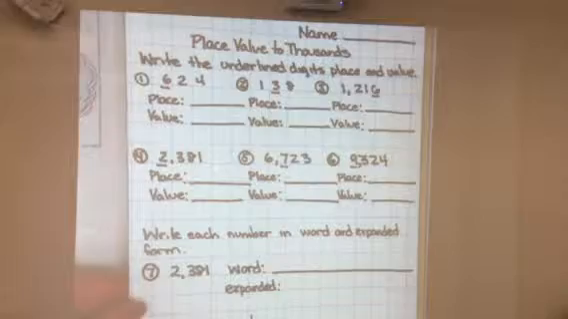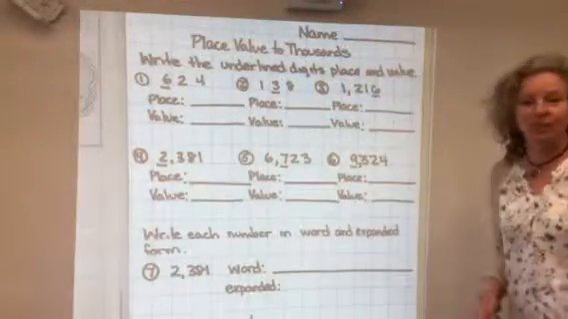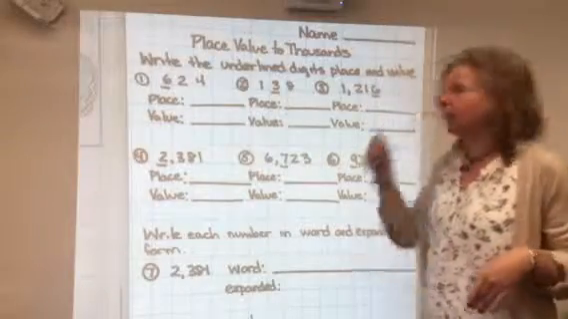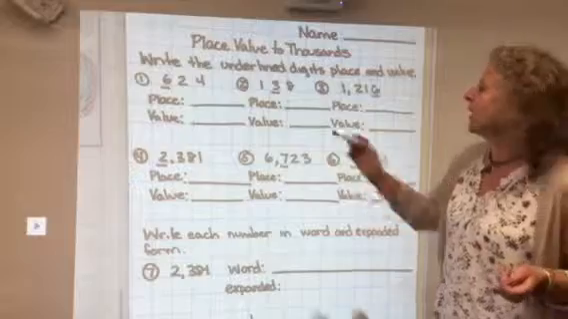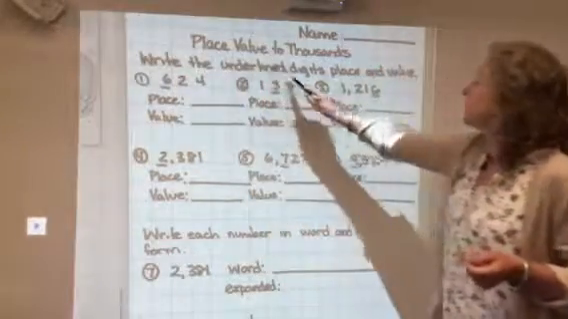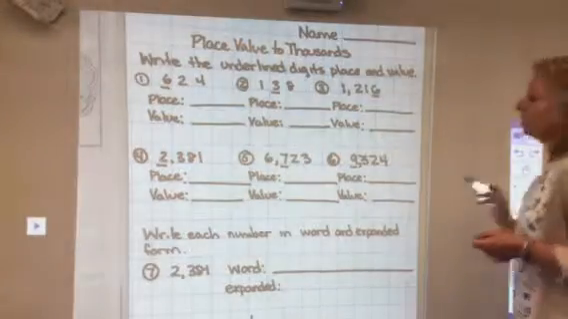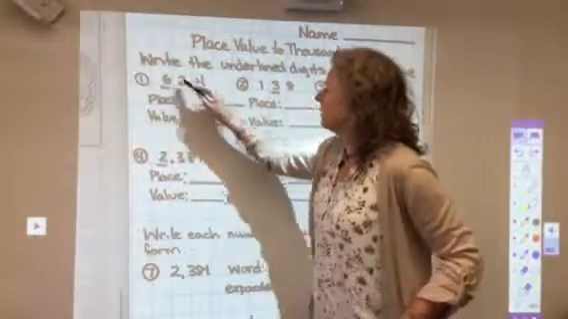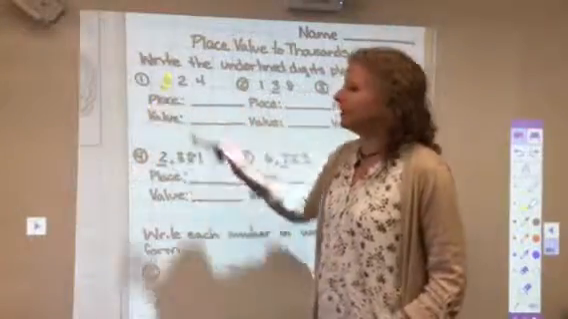Notice what I have in the upper right-hand corner. In the upper right-hand corner of your paper, the very first thing I want you to do is write your name. Then, in case you forget, the directions are right on the page. You are going to write the underlined digits, place, and value. So, which digit is underlined? Oh, it's the 6. So, you have to figure out what place it is in.